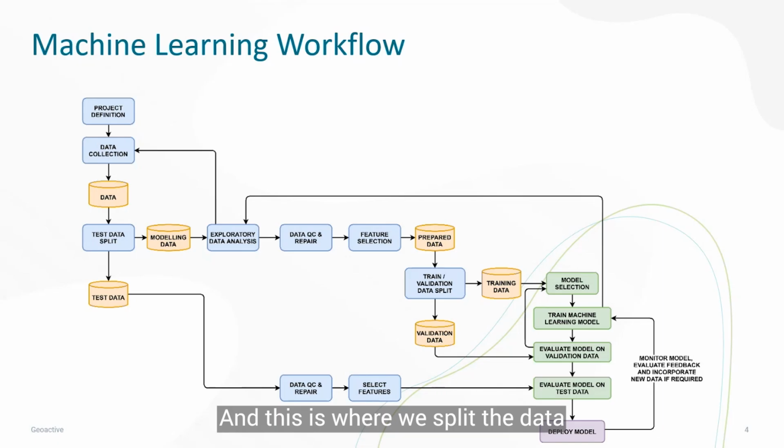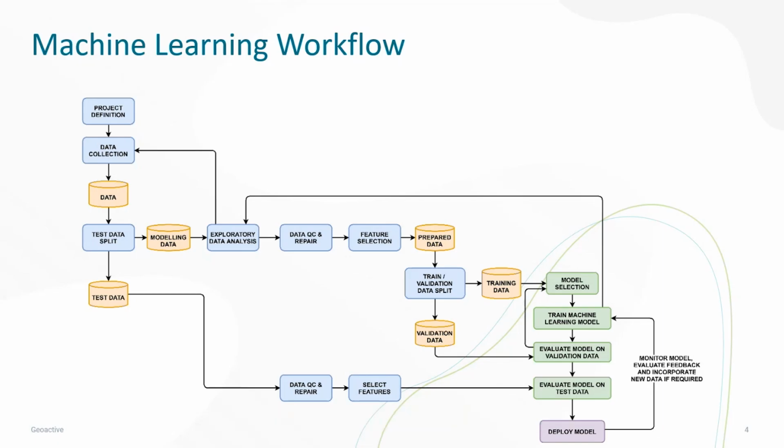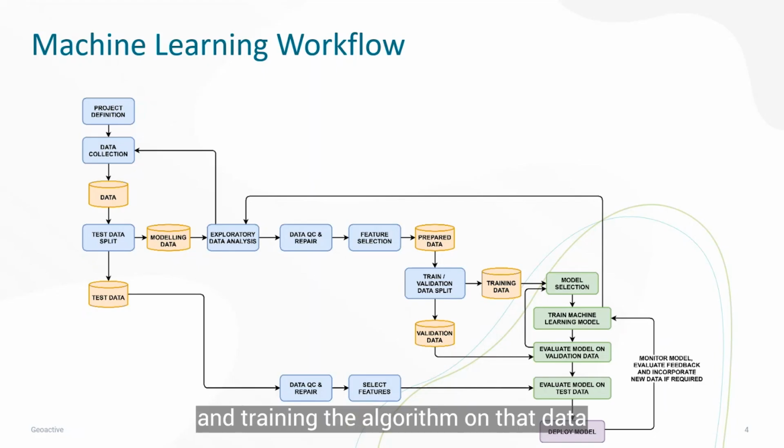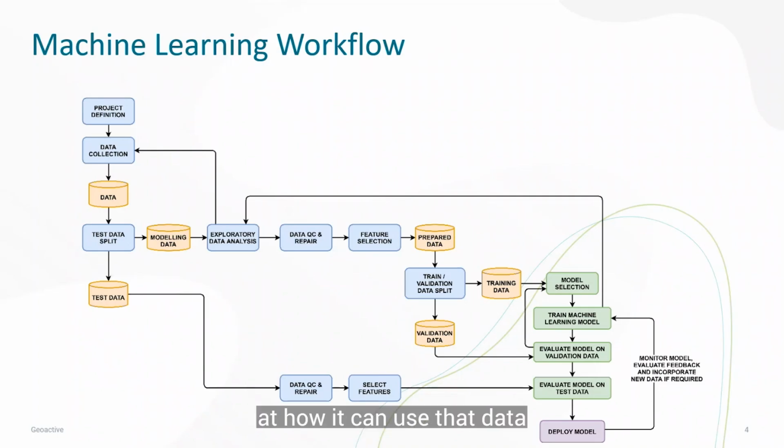And this is where we split the data into a training set, which is used for modeling the data and performing the machine learning model and training the algorithm on that data to come up with its best guess at how it can use that data to predict new data from it.